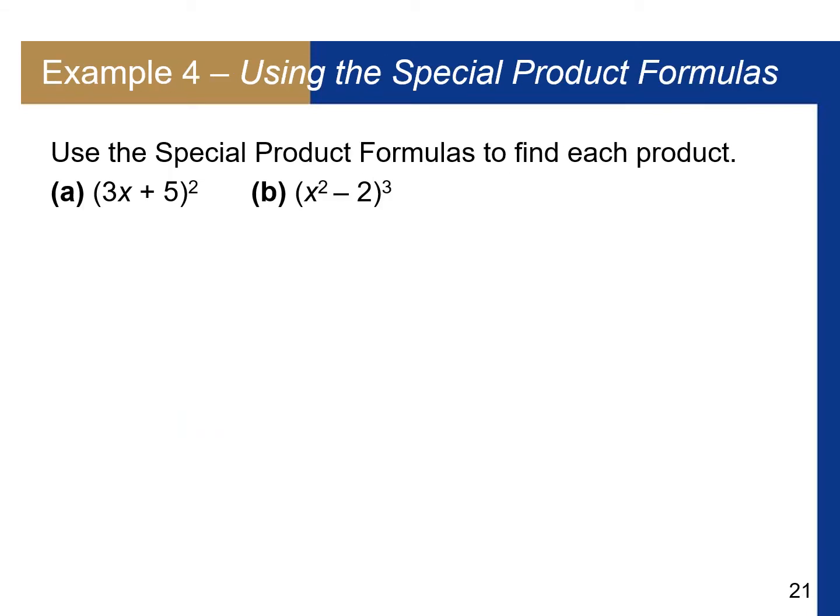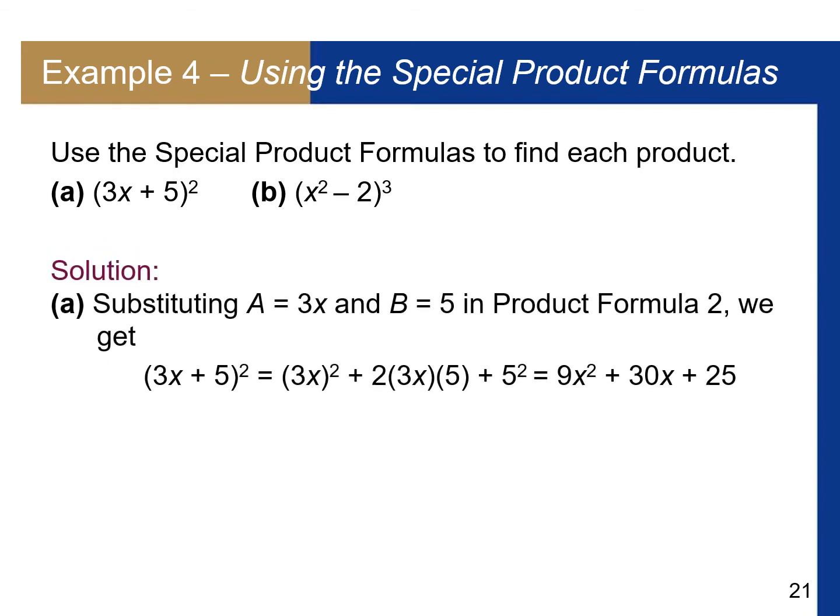Okay, let's look at the special product rule for these. My a in the first one is 3x. My b is 5. So I'm going to square 3x. I'm going to square 5. I multiply 3x and 5 together, and then I double it.